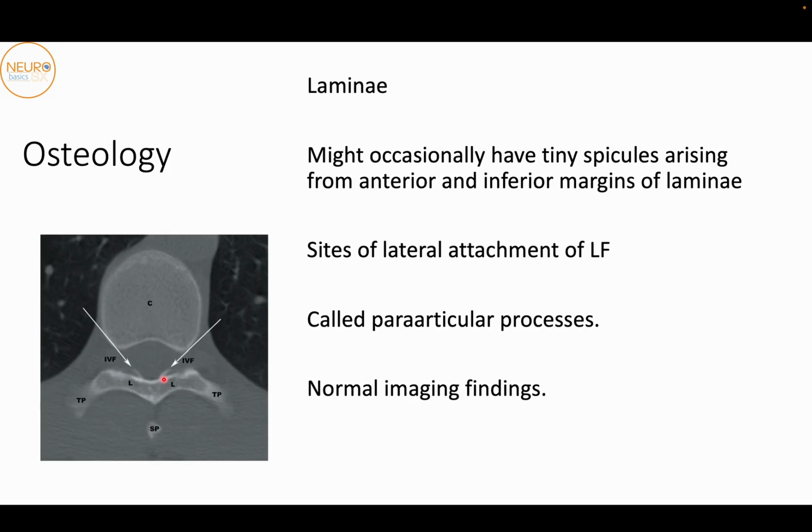Sometimes these laminae can have very small, tiny spicules which arise from the anterior and the inferior margins of the laminae. This is a site where there's a lateral attachment of the ligamentum flavum. These are called para-articular processes, and they're normal imaging findings and should not be considered as an ossification of the ligamentum flavum.